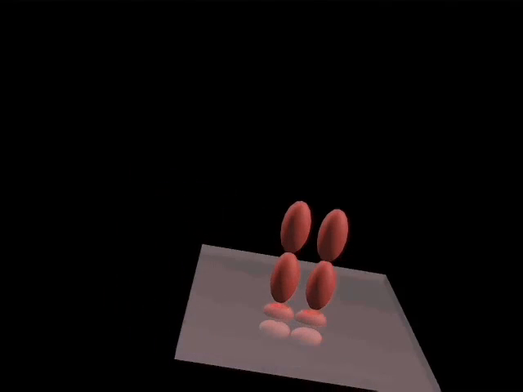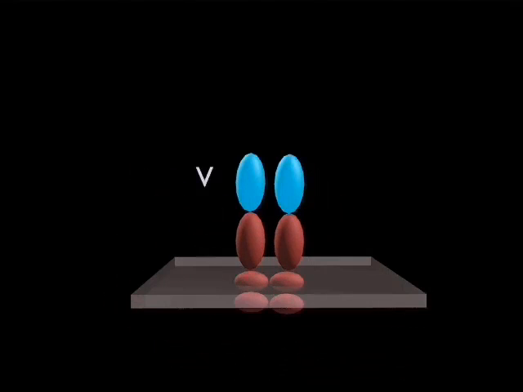The alpha and beta chains are folded into variable V and constant C domains, similar to those in antibody.